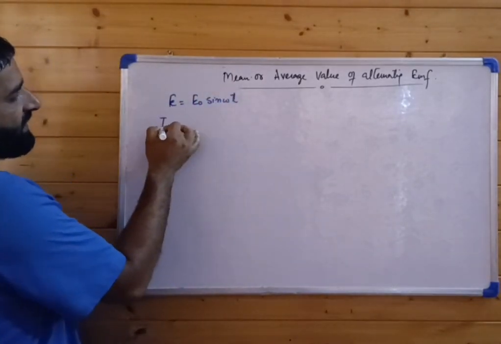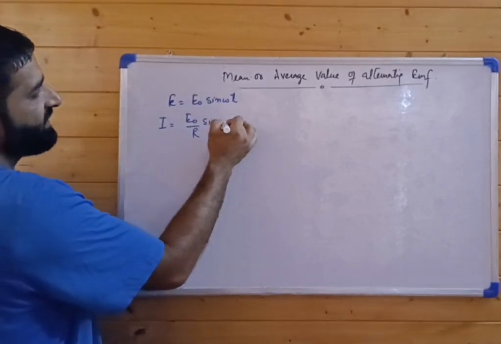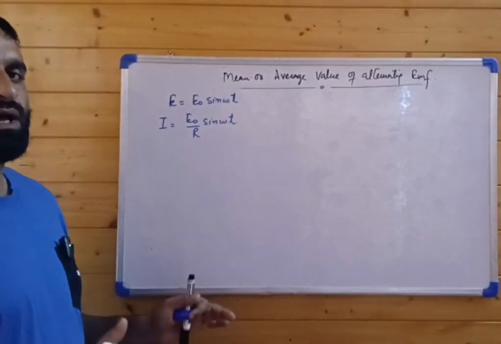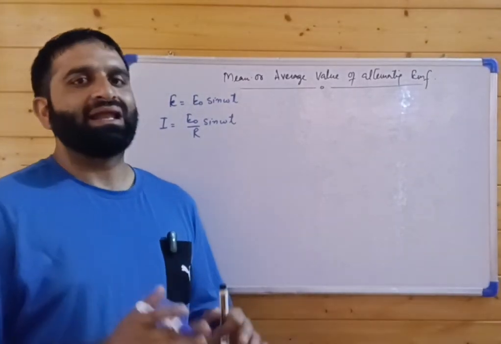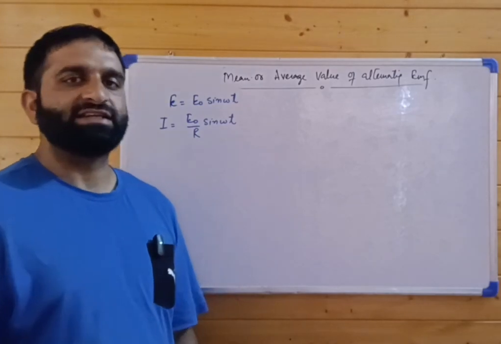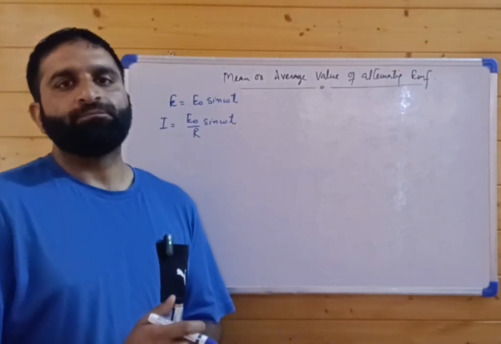Let E be the instantaneous EMF, that is equal to E0 sine of omega t. Taking the current from here, I is equal to E0 divided by R sine of omega t, where R is the resistance of the circuit. Let us take that for a small amount of time, that is dt, the alternating EMF or voltage is constant. So for that amount of time, let dq be the charge passed through the circuit.